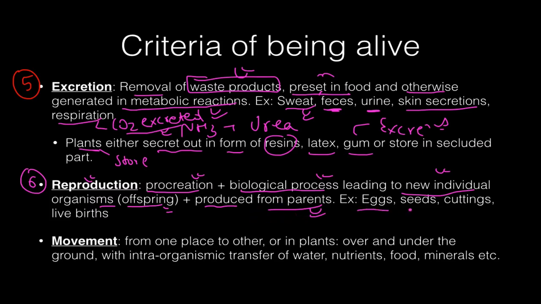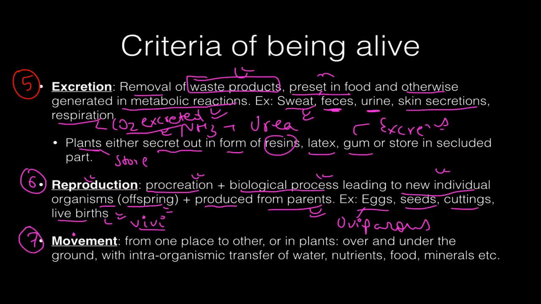It can be done through eggs, it can be done through seeds, it can be done through cuttings, it can be done through live births. Those which give live births are called viviparous. Those which give birth through eggs are called oviparous. So these are all biological terms which we'll deal with in detail later. Just focus on the basics for now.